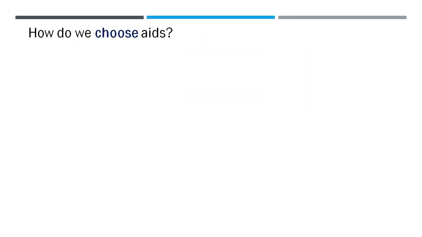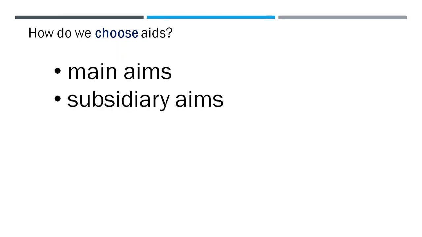So how do we choose aids? Well, there are two factors you have to consider: your main aims and your subsidiary aims. I mean, the lesson main aims and subsidiary aims would influence what kind of aids you are picking.